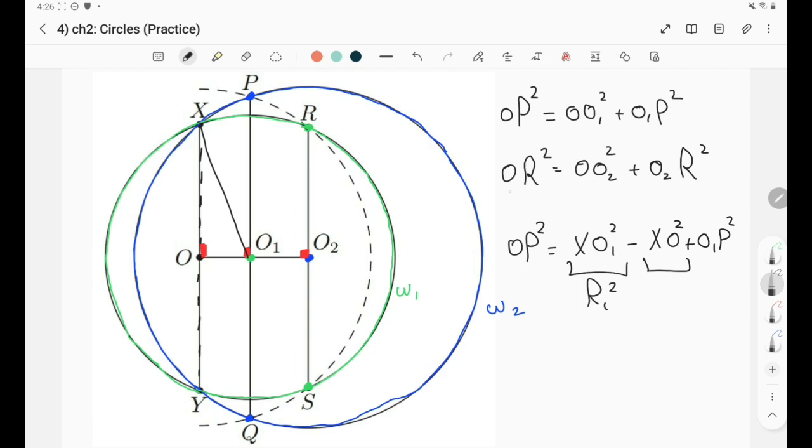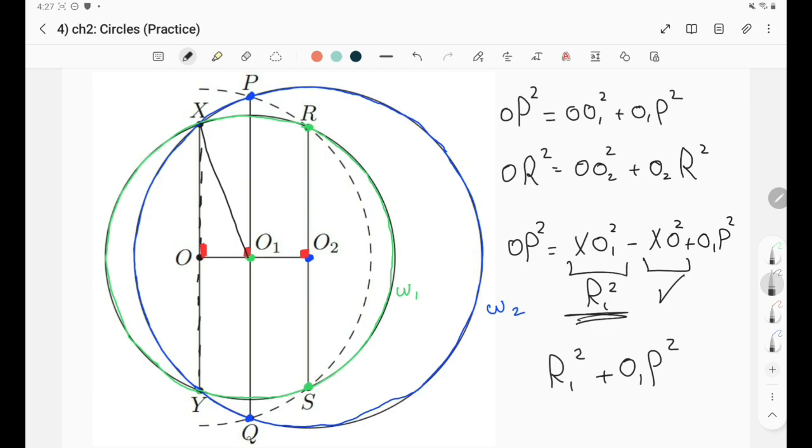So if you think about it, when we do the same for OR, it's going to repeat again. We will also get XO. So this thing is already very cool because it's going to cancel. So we can totally forget about that, and now just worry about R1 and O1P. Okay. So right now we need to worry about R1 squared plus O1P squared. How can we proceed with this one? How can we proceed with this O1P? Is there anything we can apply here?